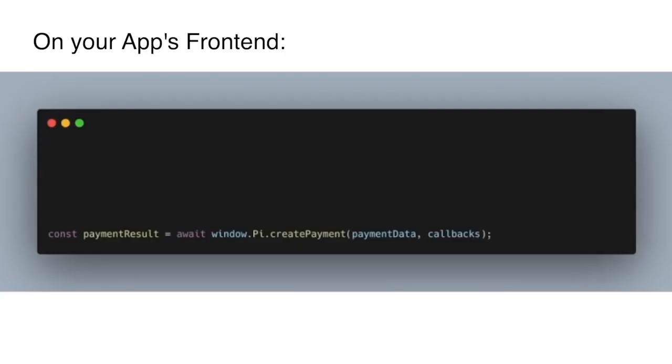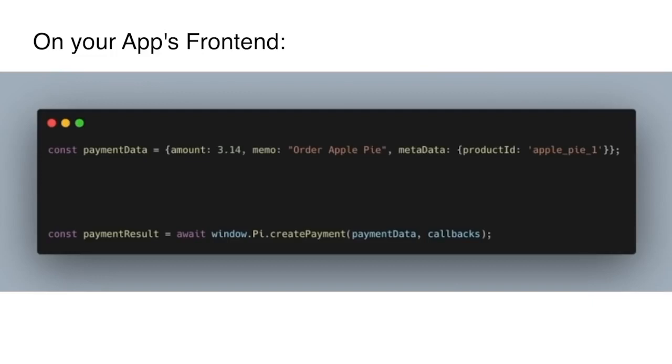With the Pi SDK, creating a payment in Pi apps is very simple. Let's have a look at the create payment function. It takes 2 arguments, which are a payment data object and an object of callback functions. The payment data object is comprised of 3 items: amount to be paid, memo for user, and metadata for your own usage. If any of these are missing, you'll get an error.